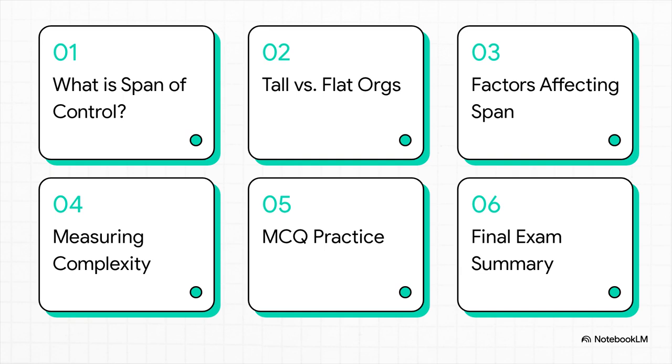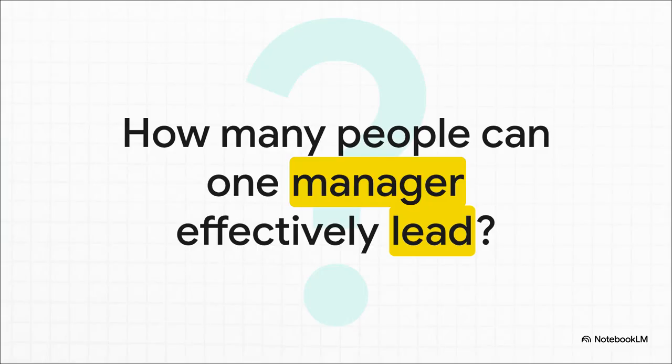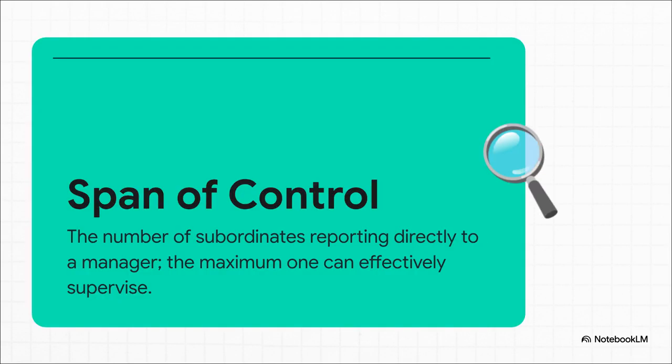Let's get started. Okay, first things first, let's get right into the core concept and define what span of control actually is. At its heart, the principle of span of control is all about trying to answer this one simple question. What's the magic number? So, here's the official definition. But the key word you really need to focus on is effectively. It's not just about how many people a manager can have reporting to them. It's about the optimal number they can manage well.